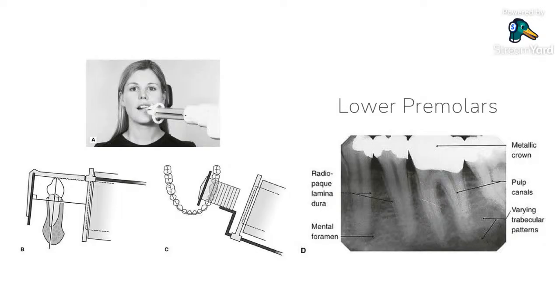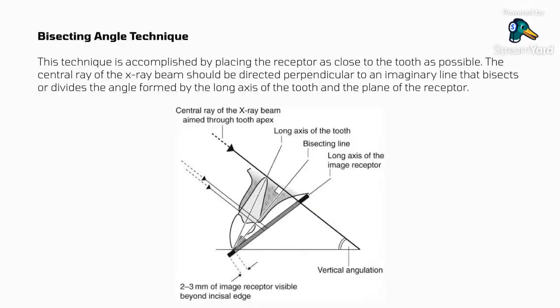Okay, these are just examples I wanted to show you in case you wanted to see how a patient looks when you are using these cone indicators. Okay, this is all about paralleling technique. Let's talk about bisecting angle.